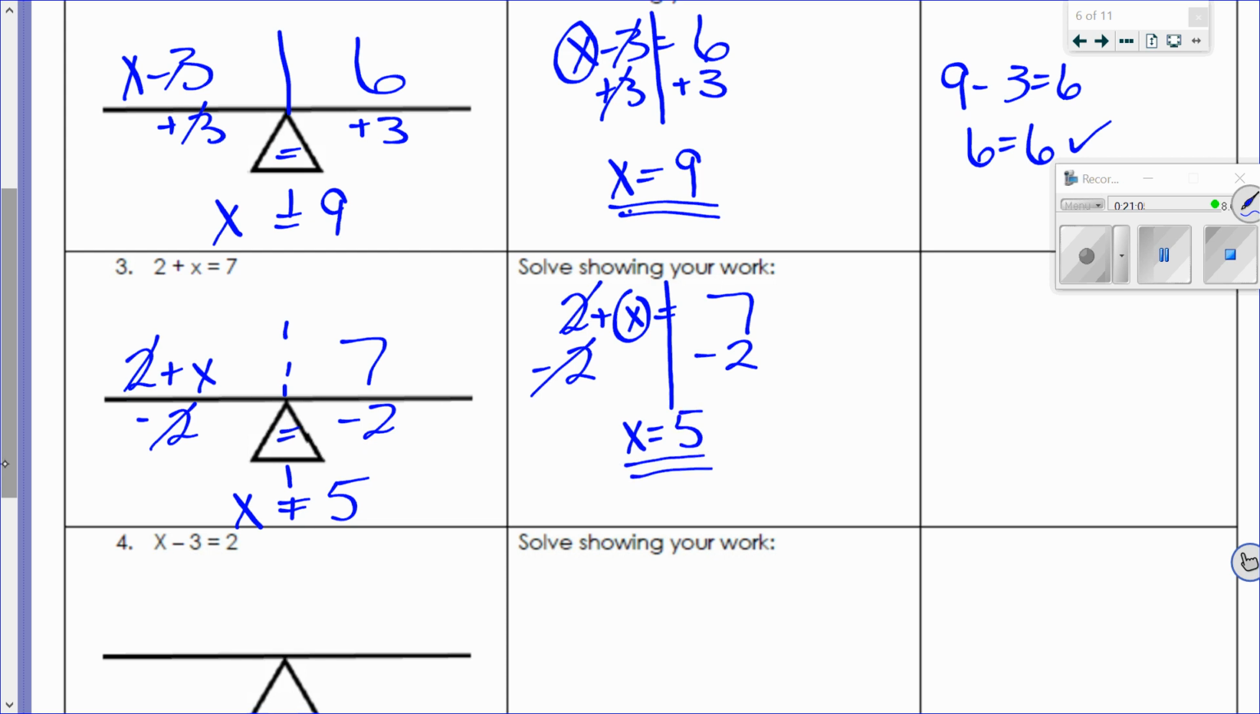We can do our check. That's terrible on your scissors, right? Scissors and cutting metal is not a good idea. So 2 plus 5 is 7. 7 equals 7. Check. We got the right answer. Yes, David?